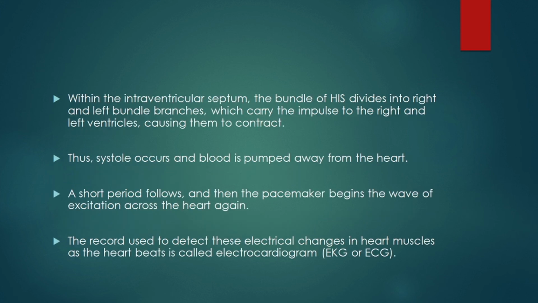Within the interventricular septum, the bundle of His divides into right and left bundle branches which carry the impulses to the right and left ventricles, causing them to contract. Thus, systole occurs and blood is pumped away from the heart. A short period follows and then the pacemaker begins the wave of excitation across the heart again. The record used to detect these electrical changes in heart muscles as the heart beats is called the electrocardiogram, which is also known as EKG or ECG.